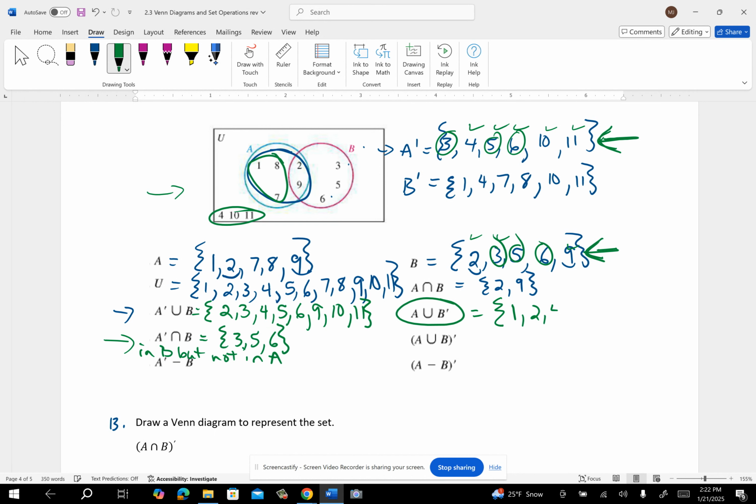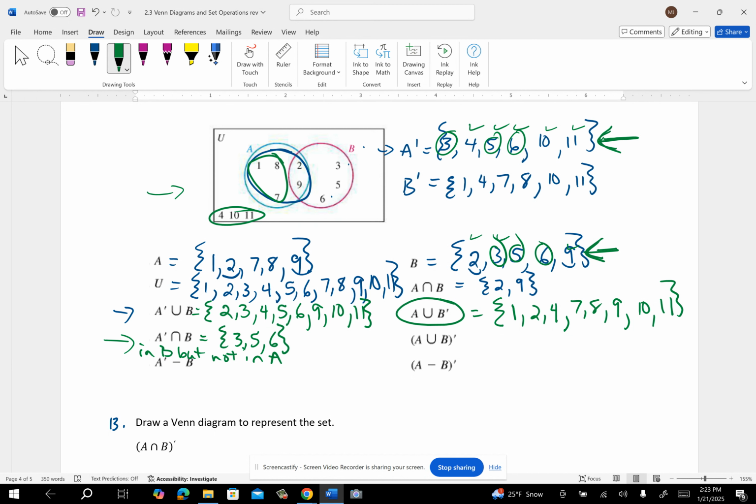1, 2, 4, 7, 8, 9, 10, 11. Now, if they wanted the intersection of those same two sets, then it would be the green ones, 1, 7, and 8, just the 1, 7, and 8. Okay.